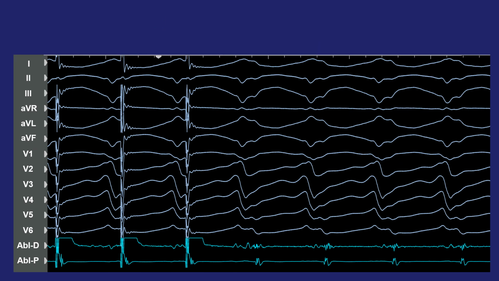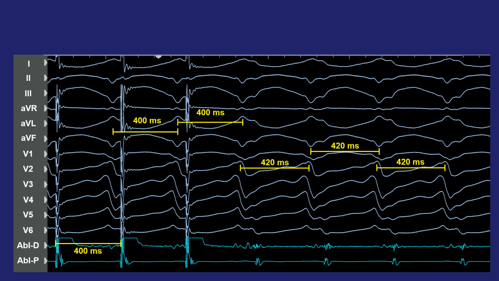Here's another example. Here's the tachycardia cycle length, same steps. Here's the pacing rate, a little faster, and let's go forward and see, did we advance the QRSs? Yes, we did, to 400 milliseconds, which is the last advanced QRS. It's that one. That's the last QRS that is advanced to the pacing rate.